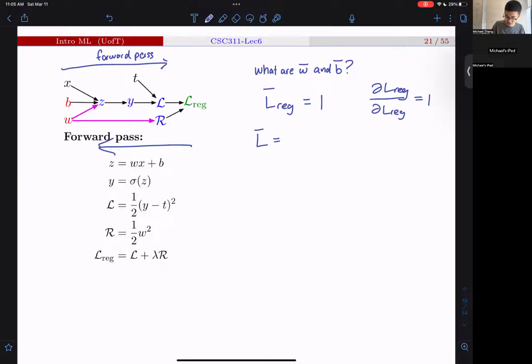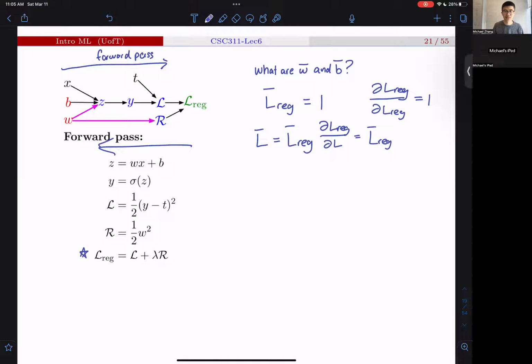L bar is going to equal LReg bar times how much influence L has on LReg. So we want to compute partial LReg, partial L. In this case, we have this equation here, so that's going to just evaluate to 1. So we have L bar is equal to LReg bar.